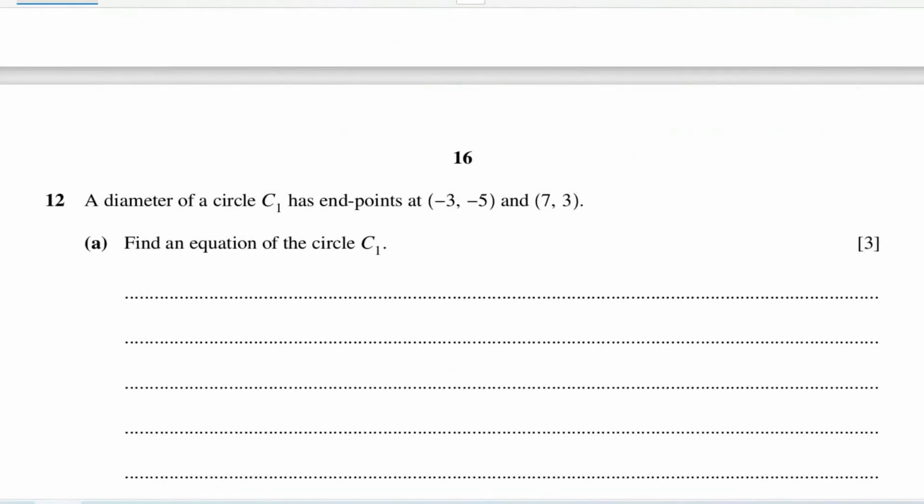Next, question number 12. A diameter of a circle C1 has endpoints at (-3, -5) and (7, 3). Find the equation of the circle C1. Two endpoints are given, so from that we can calculate the distance between these 2 points, which is the diameter. From that we can calculate the center of the circle, as well as the radius.